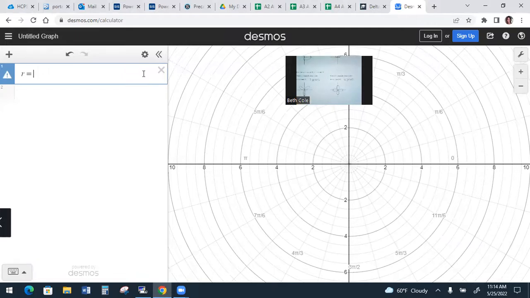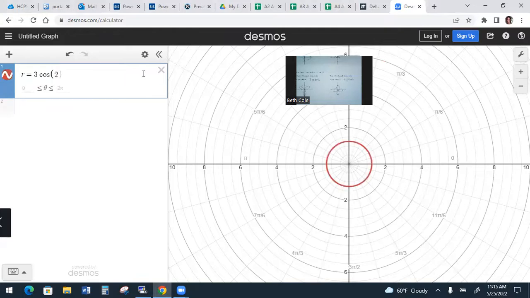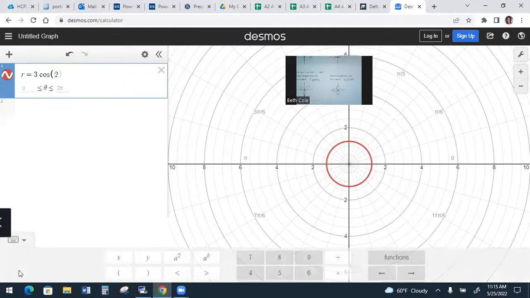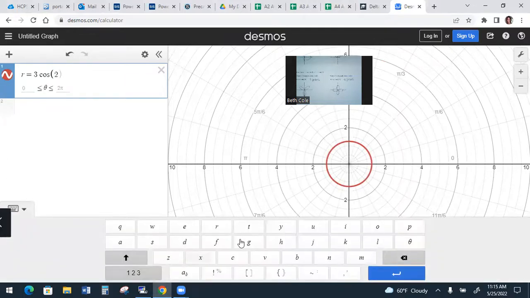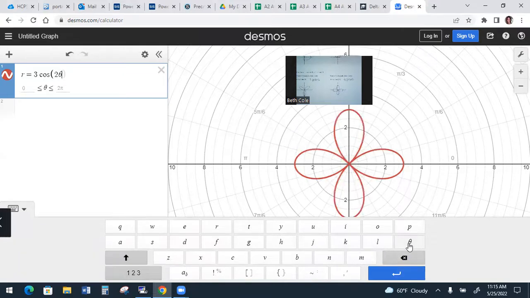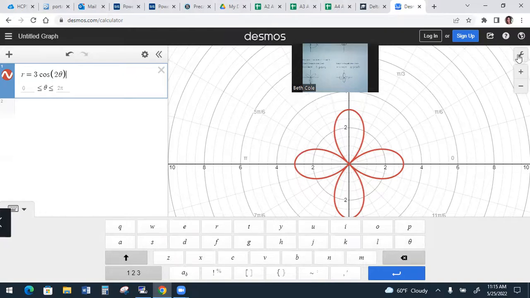Which one do you want to do an example of? Like one of the rose ones? We'll do 3 cosine, what was it, 2 theta? And theta is if you come down here and get your alphabet, you have a theta right there. So there you go. That's how you can do that on Desmos. You just have to go over to the little wrench, change it to polar, and if you don't type the r equals, it won't work. You have to type r equals to make that work.